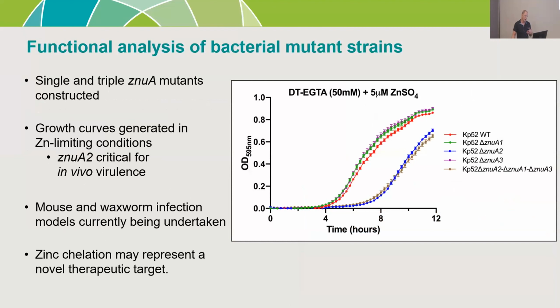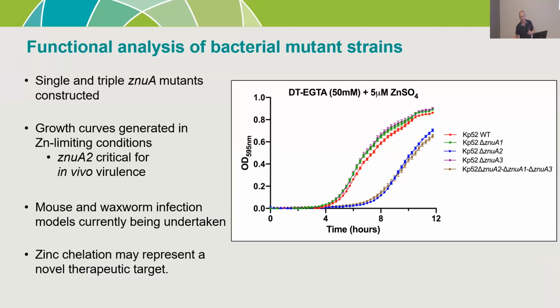So what we've done now is we've made knockout mutants for the ZNU. We have done it for some of the other hits that we found in our initial studies. Basically, we're taking out either single copies or all of the copies of this ZNUA operon, and seeing how the strain behaves in growth limiting, zinc limiting conditions.